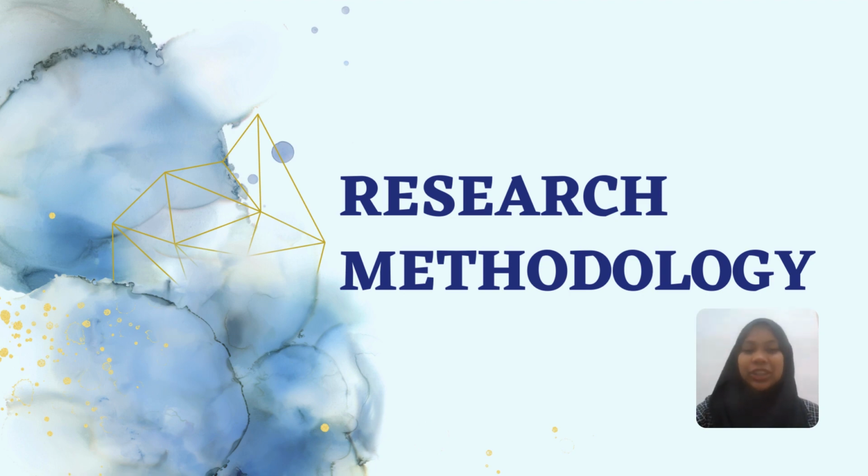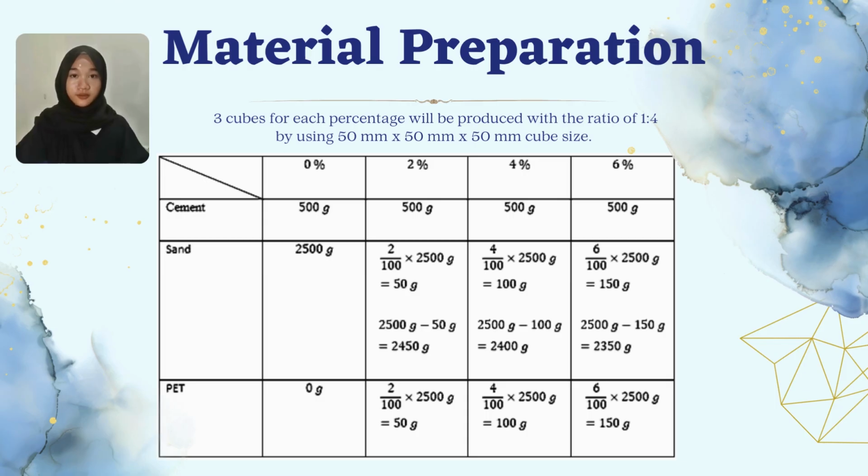Lastly, the research methodology. For material preparation, based on the table that you see, the percentages of PET that we use are 2%, 4%, and 6%. For each percentage, we use 3 cubes that will be produced with the ratio of 1:4 by using 50 mm cube size.